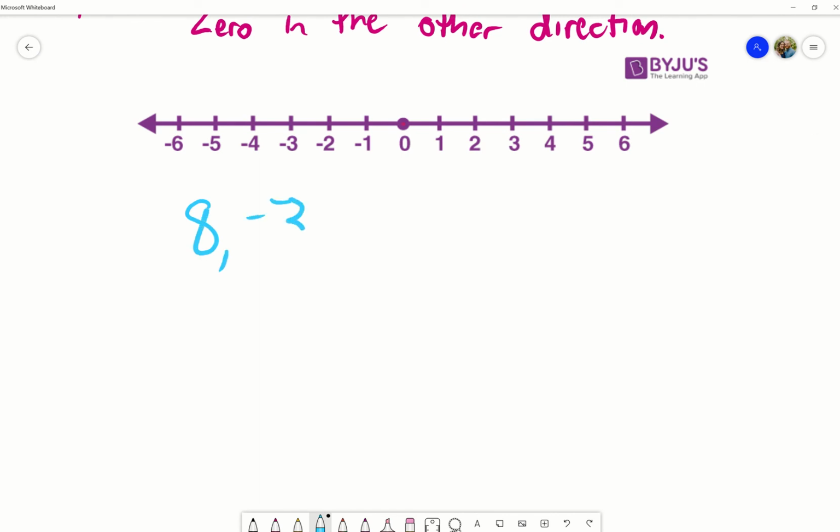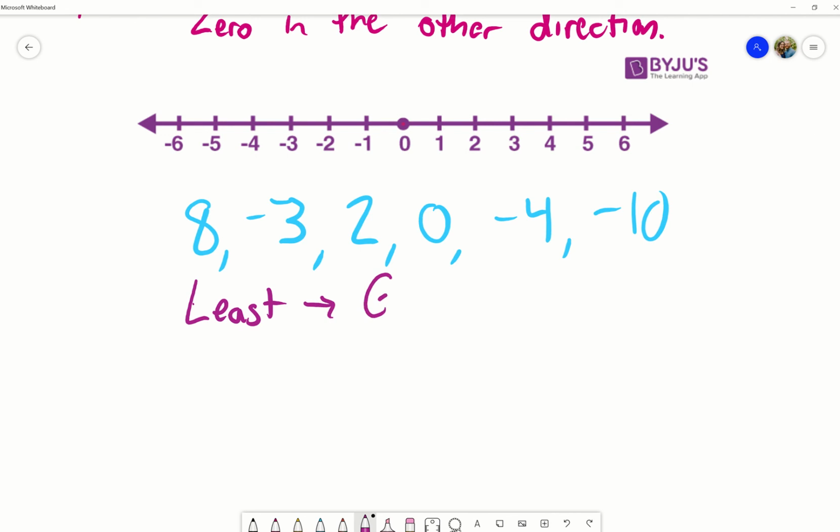All right, now, if we have some numbers here, let's say we have 8, negative 3, 2, 0, negative 4, negative 10. Okay, let's say we have these 6 numbers here, and I said, hey, I want to know what these numbers are from least to greatest. I want to order these numbers from the smallest number to the biggest number.